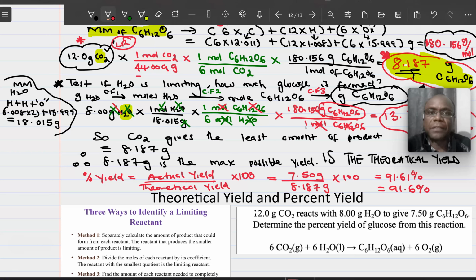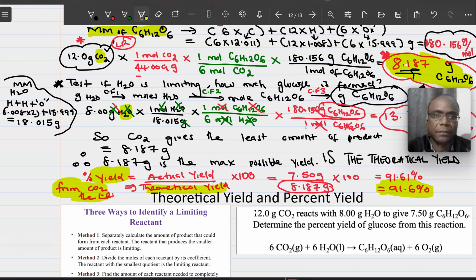So we found the theoretical yield, which was 8.187 from the limiting reactant. This theoretical yield was from CO2, the limiting reagent, LR. That is one goal we've succeeded in, finding the theoretical yield. And now we've found the percent yield using the theoretical yield and the actual yield given in the question. The percent yield was 91.6. So that is the method 1 way of doing this.